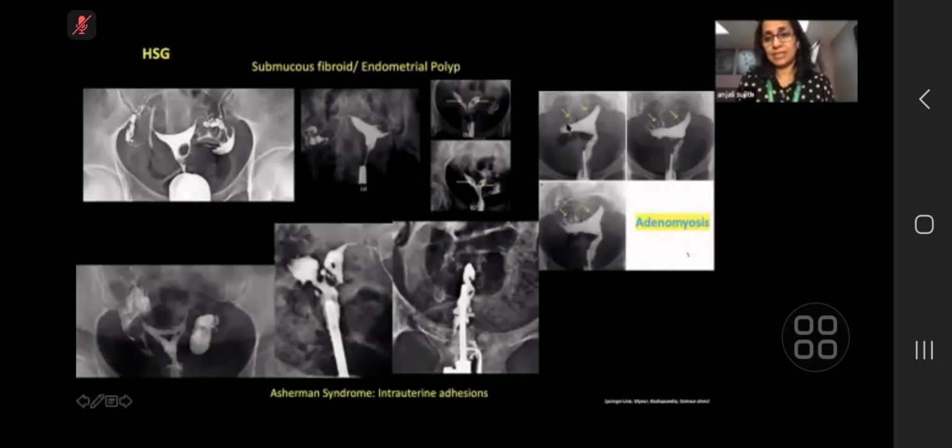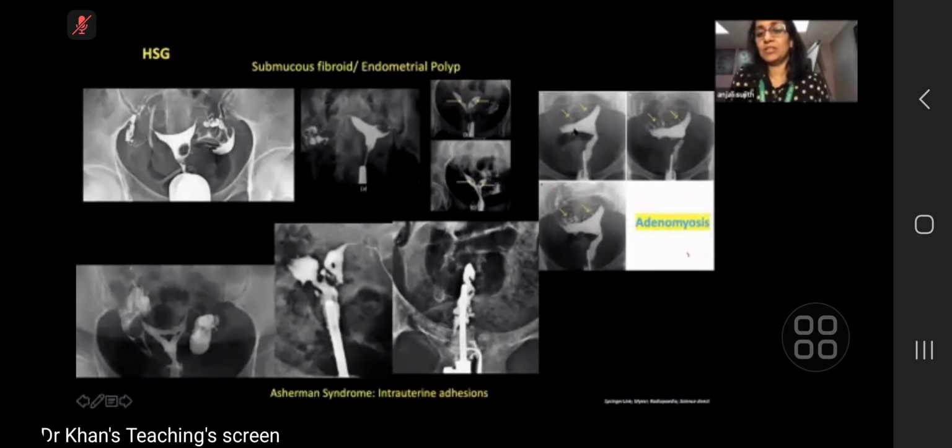Now, this is interesting. This is adenomyosis. You can see linear streaks of contrast extending into the inner myometrium from the endometrial cavity. So these are actually dilated endometrial glands. And so these are just a few images so that you are now familiar with how they look on HSG.